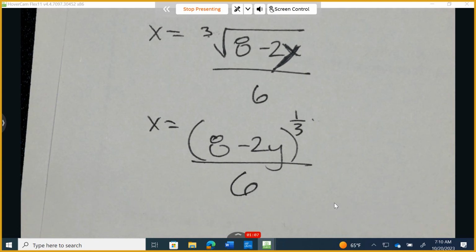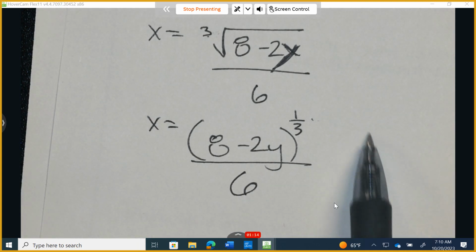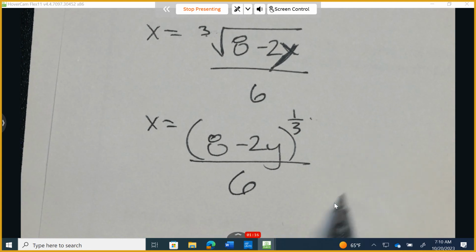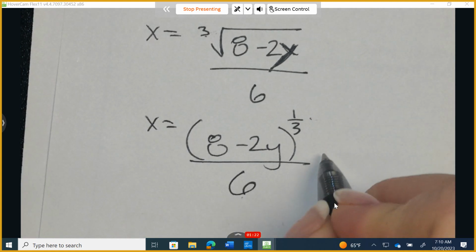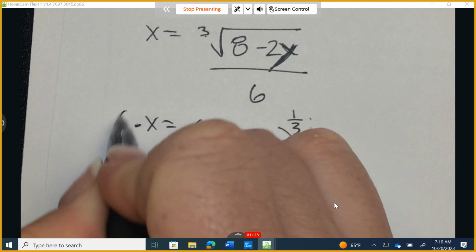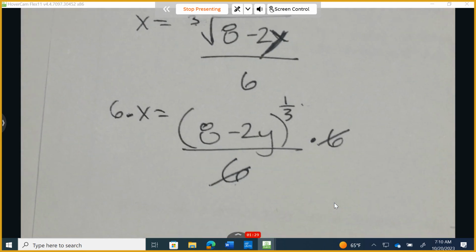So if our goal is to get y by itself, I need to get rid of all the outside stuff. First I would get rid of, on the outside of the parentheses, anything that's being added or subtracted. There's nothing on the outside of the parentheses being added or subtracted. Next I'm going to get rid of anything that's being multiplied or divided. Currently I'm dividing by 6. The opposite operation is multiplying by 6. So to both the left and to the right, we're going to multiply by 6.